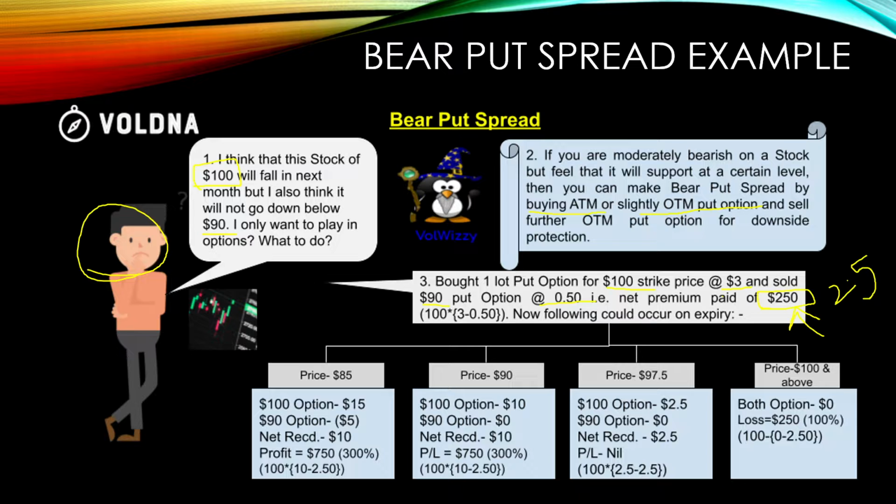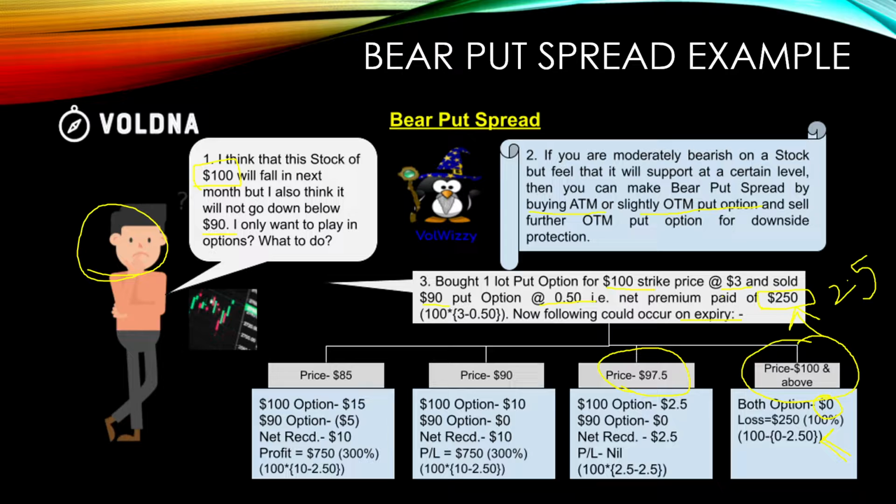What would be the different scenarios on the date of expiry? Let us analyze. Suppose he was predicting that this stock is going to fall, but what would happen if the stock does not fall and remains at $100 or above? Both options will expire at $0 and he will lose his entire premium, that is $250. What would happen if the stock stays at $97.5 on expiry?